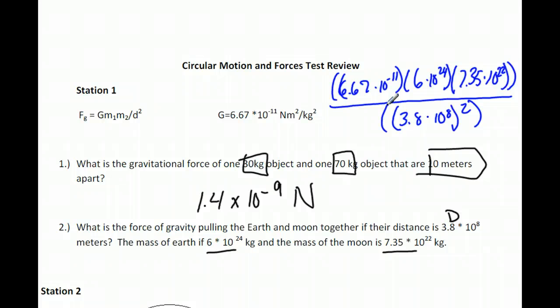So, typing it into the calculator: parentheses, parentheses, 6.67 second EE minus 11th, parentheses, times 6 second EE 24th, parentheses, 7.35 second EE 22nd, close parentheses, divided by 3.8 second EE 8th to the second power in parentheses. Don't forget to put that in parentheses, otherwise you'll get the wrong answer.